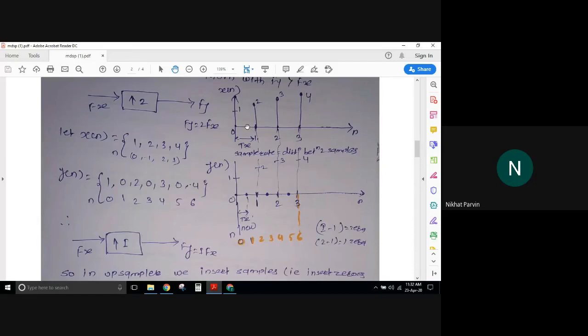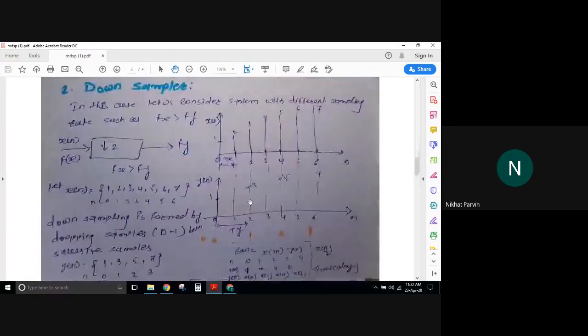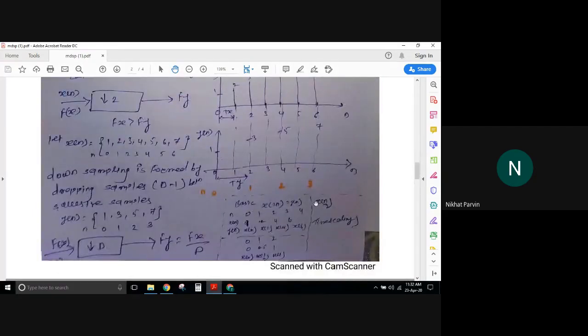Now here you have inserted samples because you have done the time scaling, which is nothing but x of n by 2. Because of that, one zero got added in between these two samples, whose magnitude is 0. Same way, here also with the same formula, x of 1 by 2 is nothing but 0.5. At 0.5 your value was 0, so it was 0.